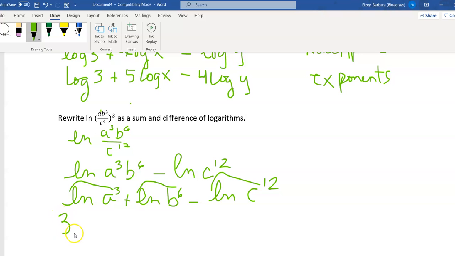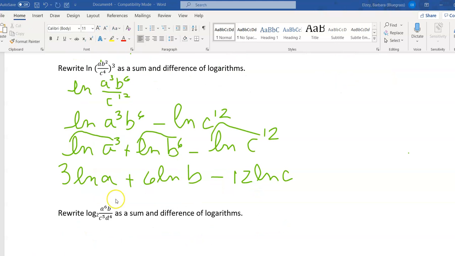So it'll become 3 natural log of a, 6 natural log of b, and finally minus 12 natural log of c. And now that we don't have anything but a single variable inside of each logarithm, we are done breaking it down. So let's look at one more. Let's rewrite log base 2 of this quantity here as a sum and difference of logarithms.